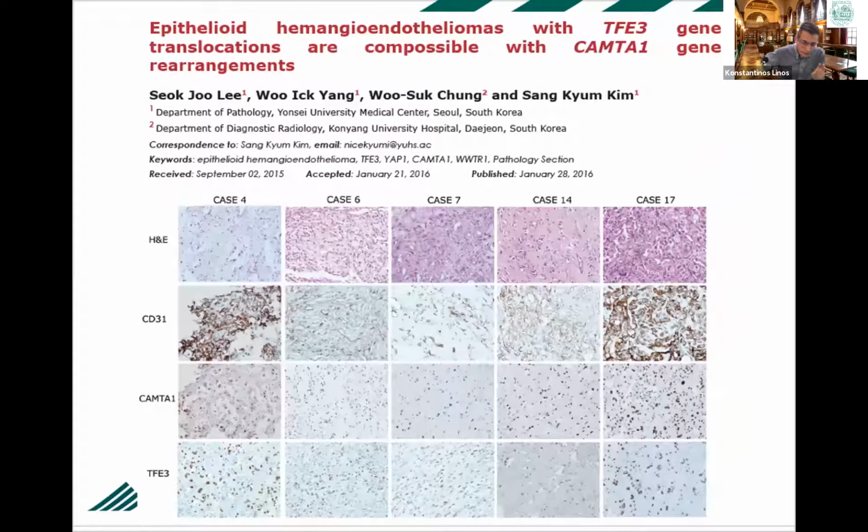But the story is not that simple. The story is never simple. There are actually genuine cases of epithelioid hemangioendotheliomas. There are not many. There was one good paper from Korea that actually had both TFE3 translocation with expression of protein and CAMTA1 rearrangement. So it seems very rare, but the story is not black and white.